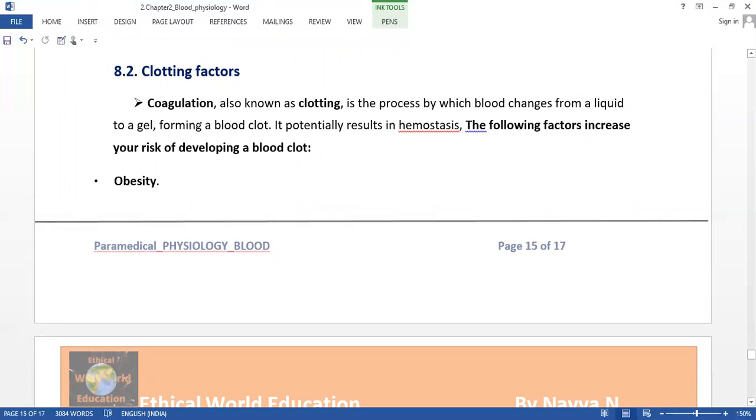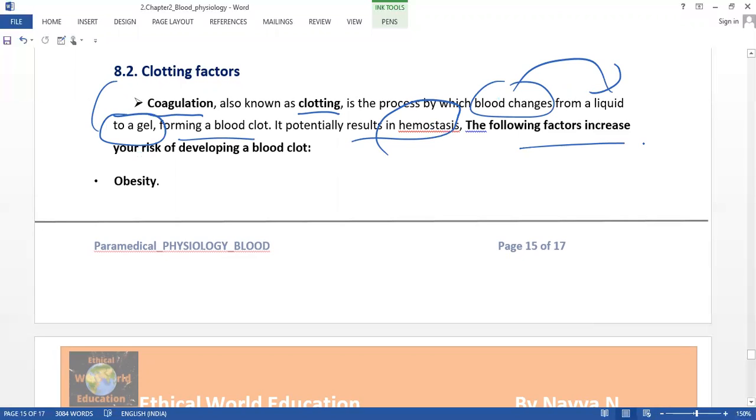This coagulation is also known as clotting. It is a process by which the blood changes from the liquid state to the gel state. The clotting factors form the blood clot, which results in hemostasis. So it is nothing but the change from liquid to gel.